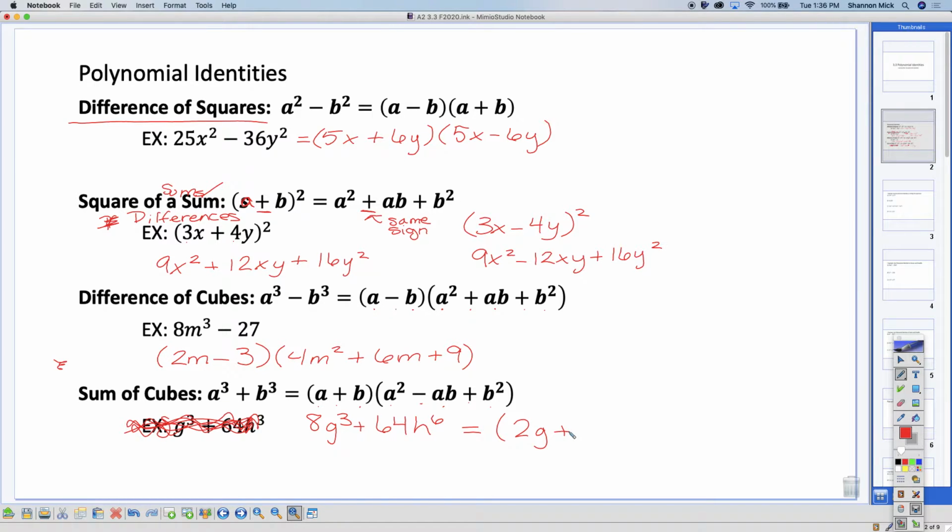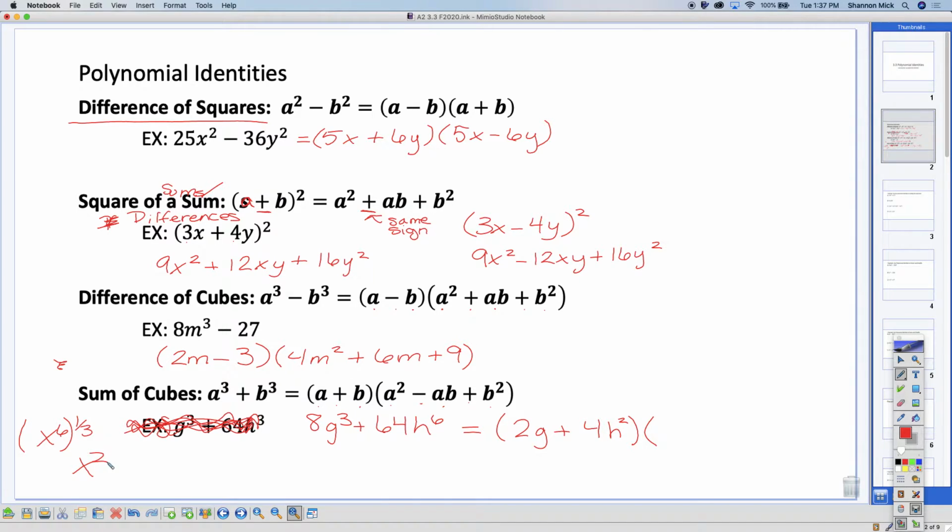Now the cube root of 64H to the 6th. 4H squared, because I have 6, so you divide it by 3, because you're taking the cube root. The cube root is really the power of 1/3. We've talked about that a little bit. So it's H to the 6th to the 1/3. When I take a power to a power, I multiply, yes? Yes.